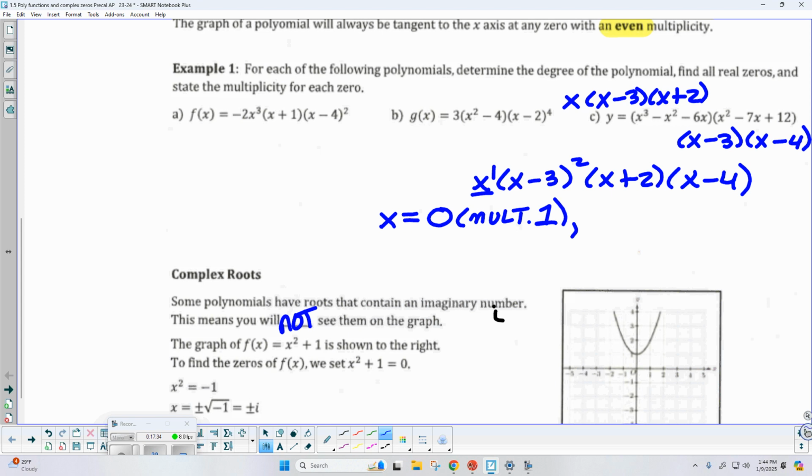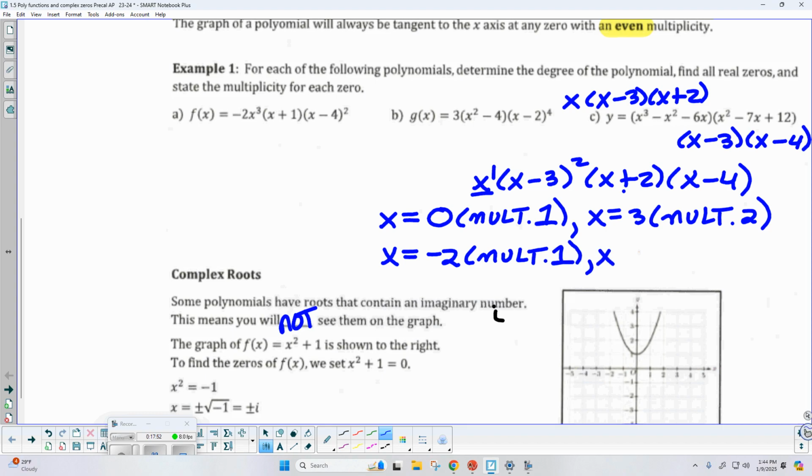Okay. And then let's go to the second group. If x minus 3 equals 0, the next one is x equals 3. Multiplicity? Multiplicity 2. Okay, third, x plus 2 equals 0, x equals negative 2. Multiplicity? 1. And finally, x minus 4 equals 0, x equals 4 with a multiplicity of 1.